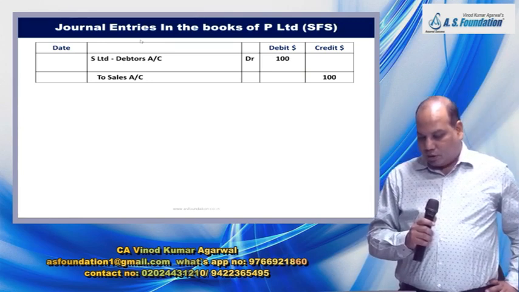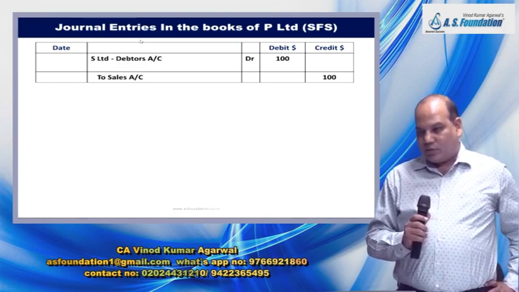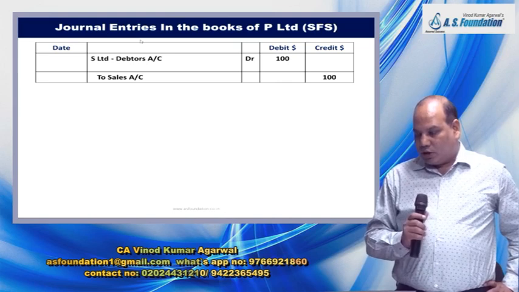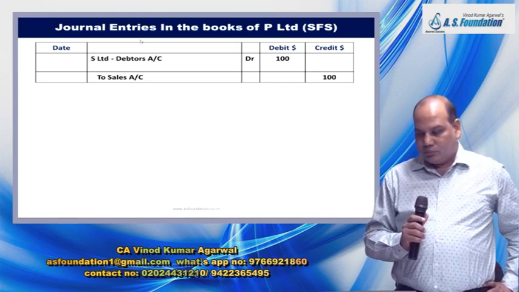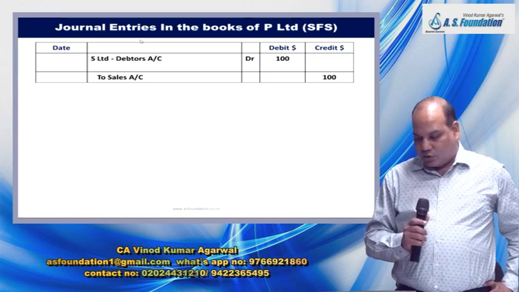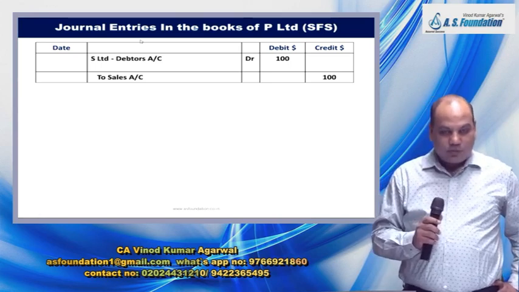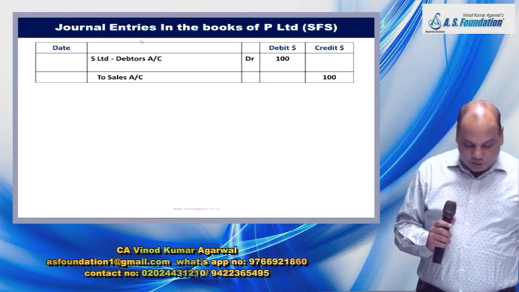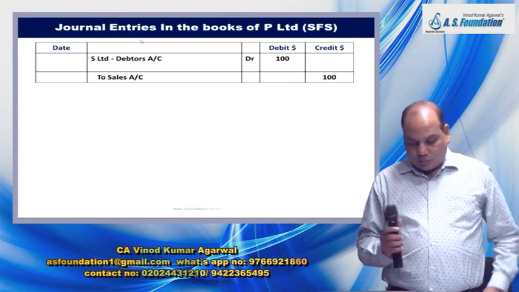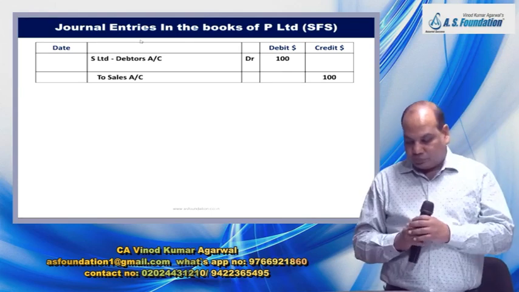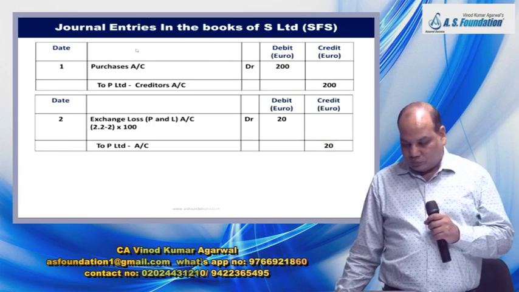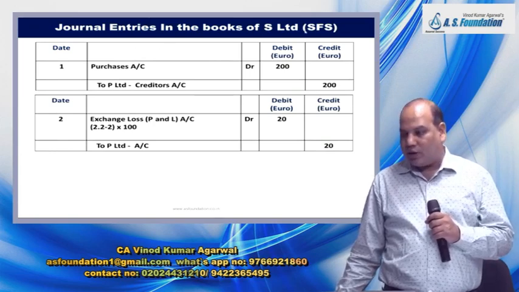So what entry will they pass? S Limited account debit to sales account $100, because their functional currency is dollar. Invoice is in dollar. Now write down in the books of S Limited SFS.